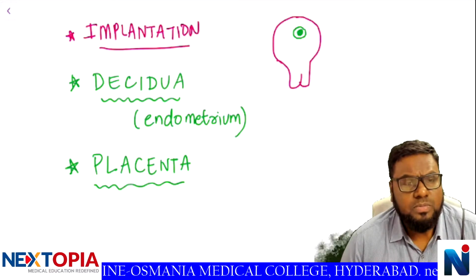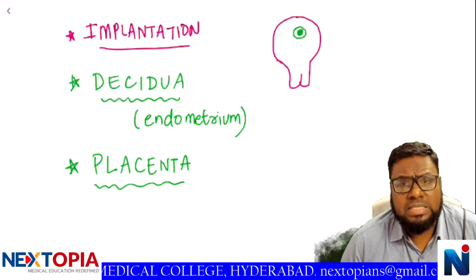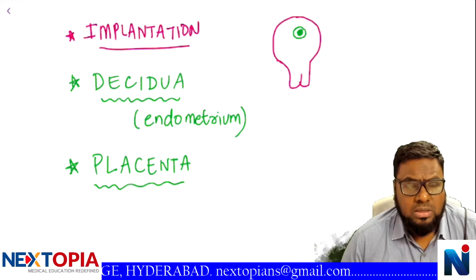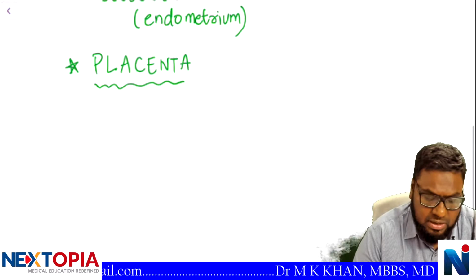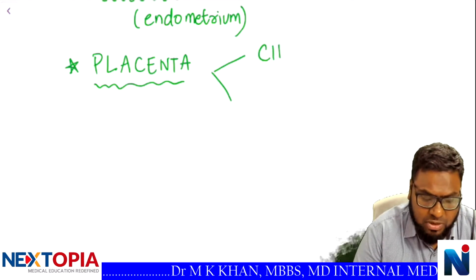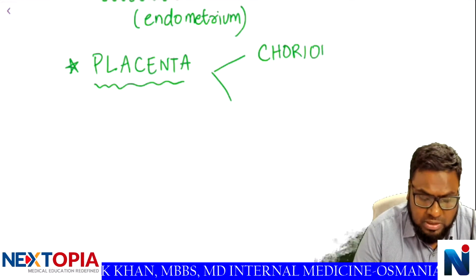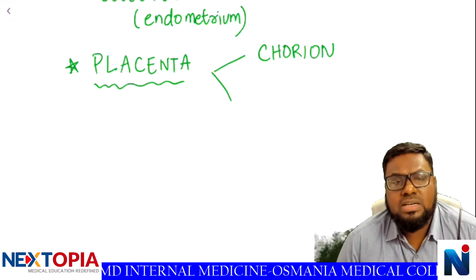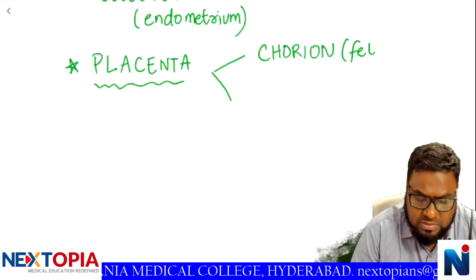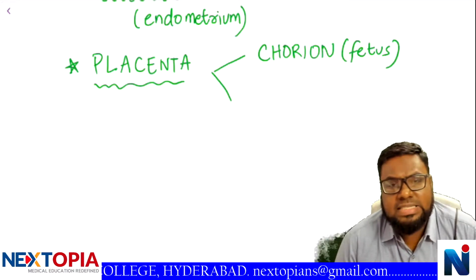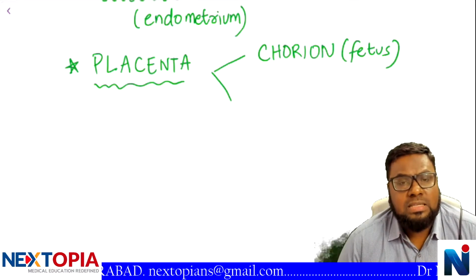Yes. Next we'll discuss the parts of the placenta. The fetal tissue that takes part in the formation of the placenta, we are calling it the chorion. So one part of the placenta is the chorion. What is chorion? Chorion is that part of the placenta which is contributed by the fetus, fetal tissues, fetal cells.